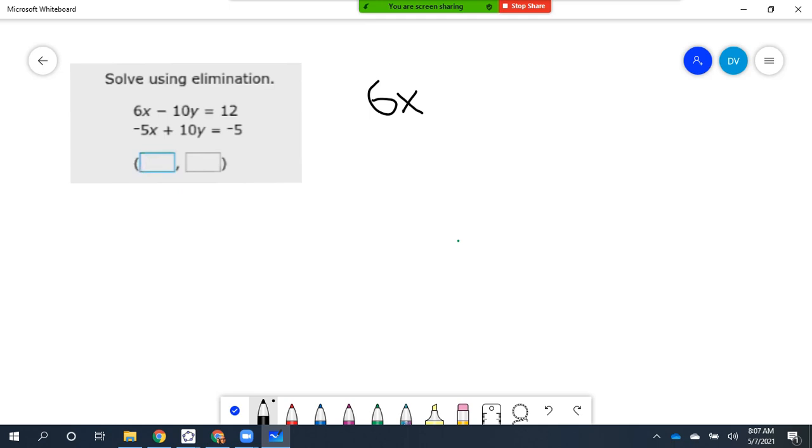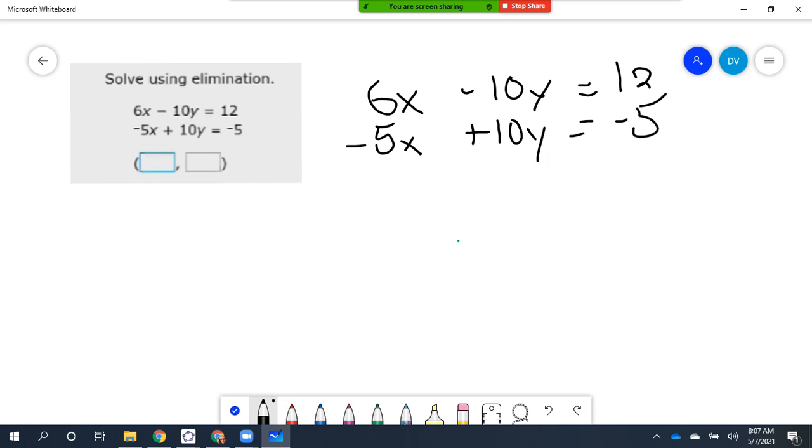6x, put the negative 5x right underneath it, please. And then we have a negative 10y, and then put the positive 10y right underneath it. And then we have equals 12 and equals negative 5. You could write the whole thing at once or line them up the way I did.